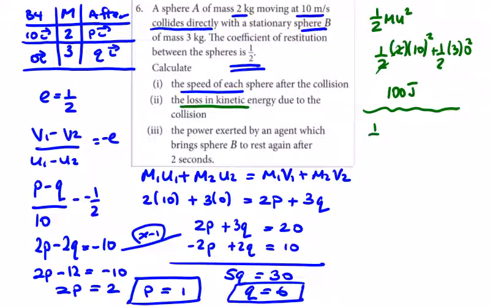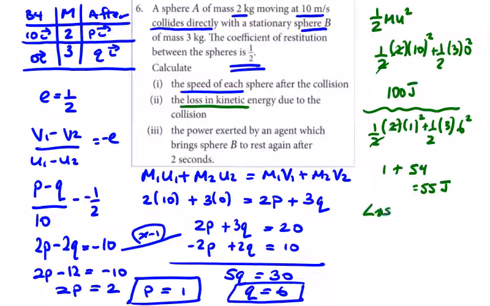And then afterwards we have a half times 2 times p squared, which is just 1 squared. And we have a half times 3 times q squared, which is 6 squared. So again, we're just going to have 1 plus, we're going to have 36. 1.5 times 36 is 36 and 18, which is 54. So we're going to have 55 joules afterwards. The loss, 100 minus 55 is 45 joules.